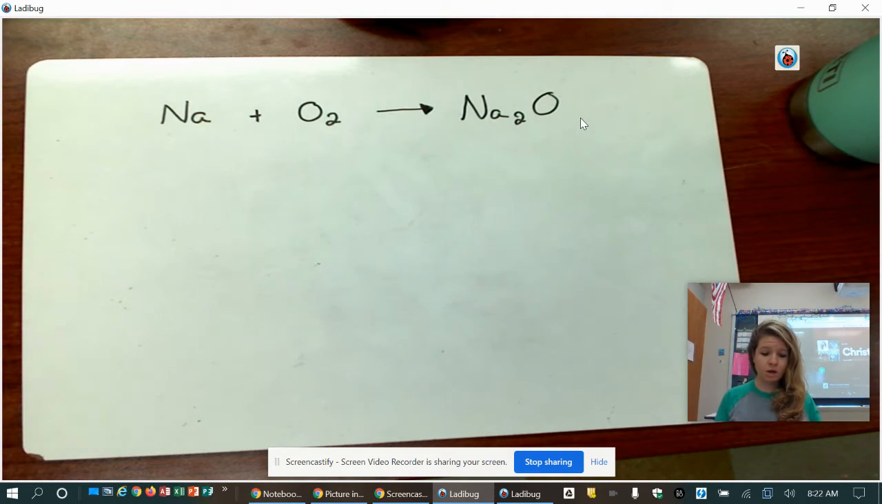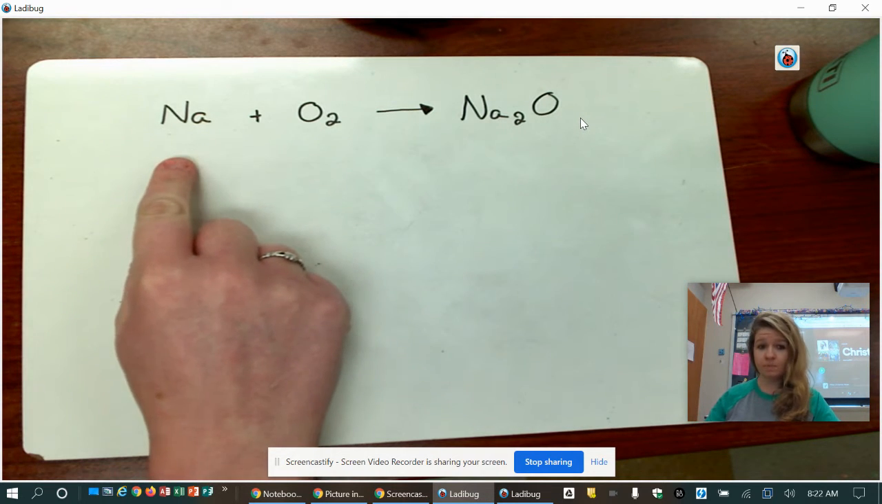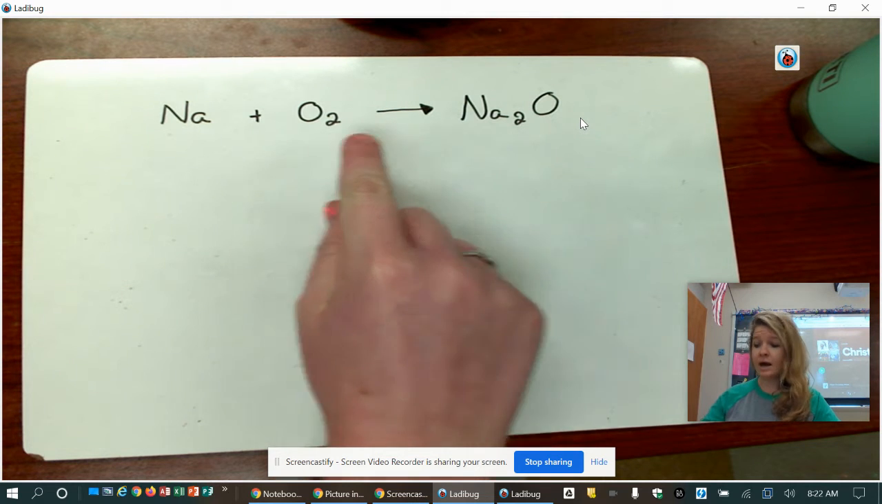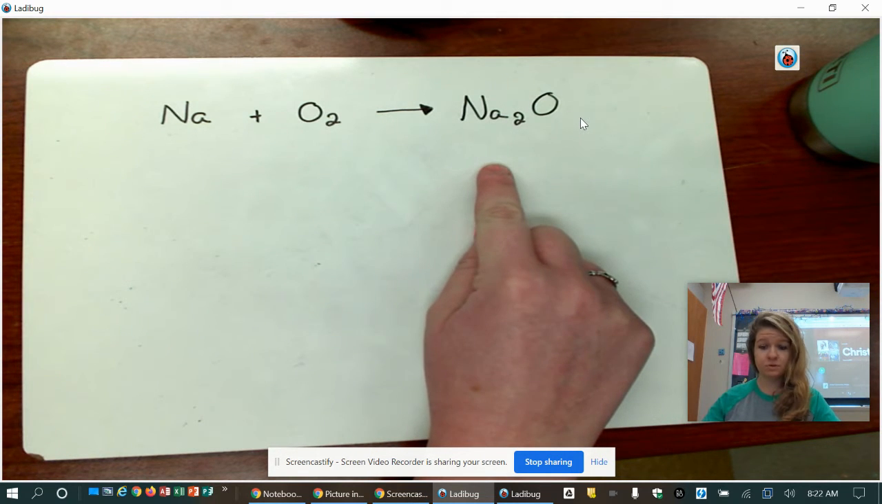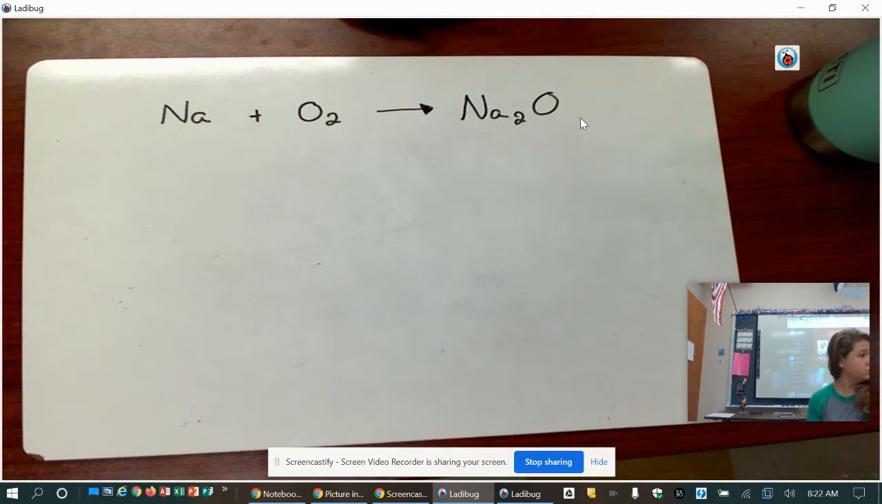All right, so under practice, I'm looking at the combination or synthesis in which 2 or more elements combine to form a compound. Don't worry about the type of reactions right now. We're actually going to do that next week. But what I want you to do is make sure that our equation is balanced. So remember, the whole reason why we're doing this is because of the law of conservation of matter, which means matter can neither be created nor destroyed. So if I have a sodium and 2 oxygen atoms over here, I need to have a sodium and 2 oxygen atoms over here. It all needs to be balanced.